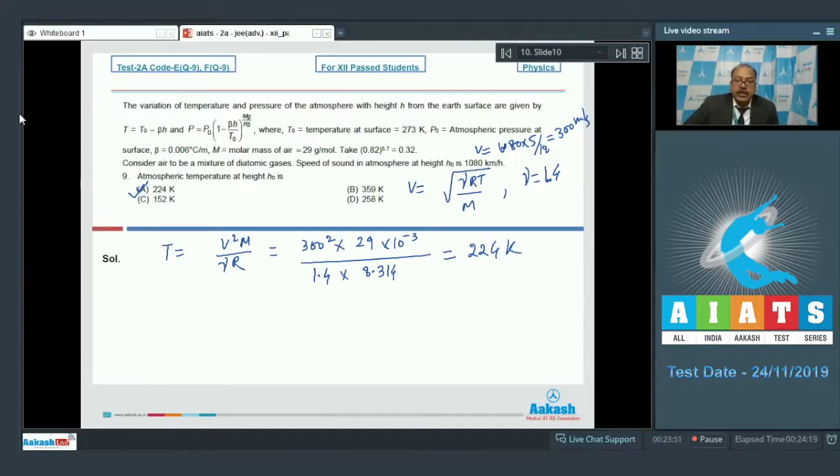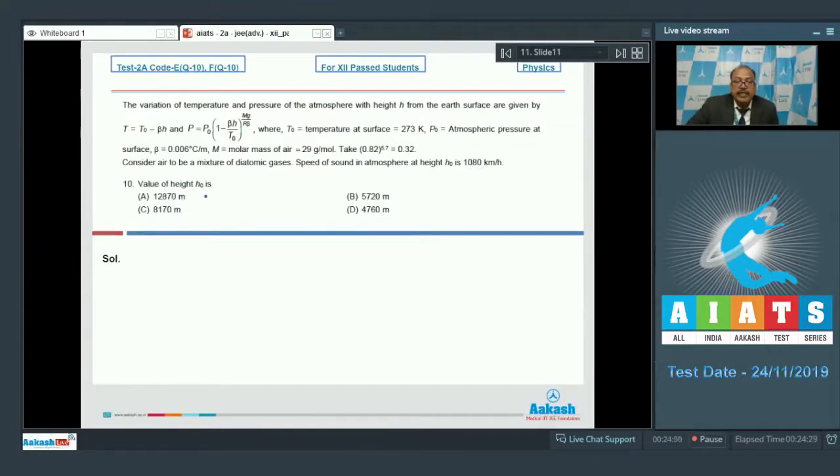Let's go to the next question now. Question 10 says value of height h0 is. We already have expression which relates temperature with height. The value of temperature at h0 is known, so we can find h using this equation. So the value of h is equal to T0 minus T divided by beta. We have the values of T0 and T. T0 is 273 Kelvin. It's given. T we just found is about 224 Kelvin.